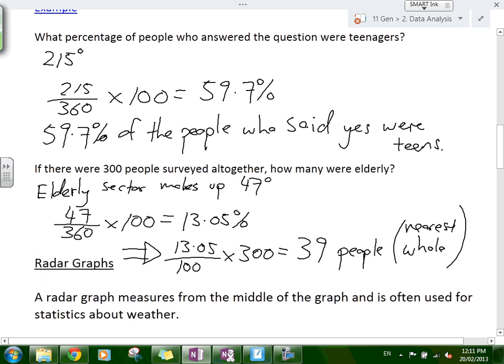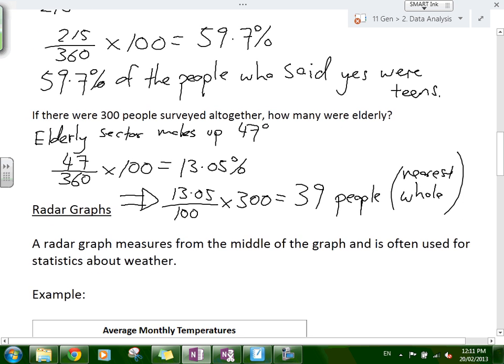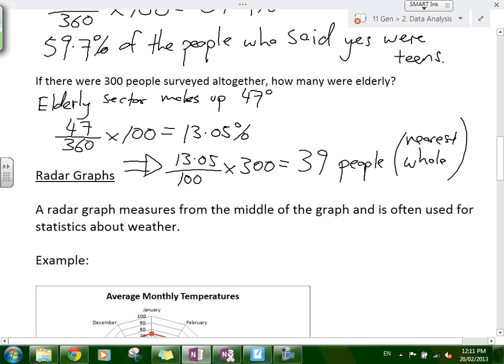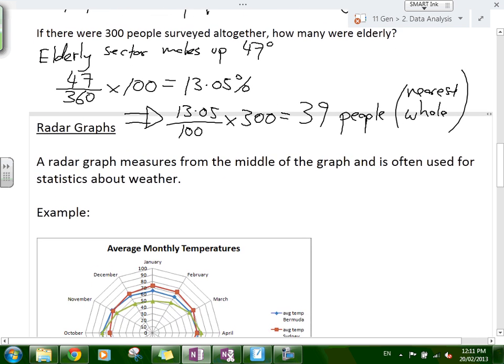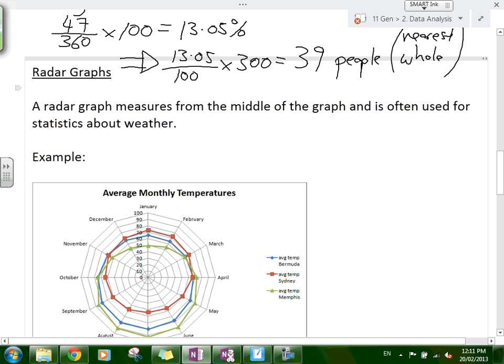Okay. So if we move up, so that's sector graphs. The next one's radar graphs that we have. Has anyone ever seen a radar graph before?